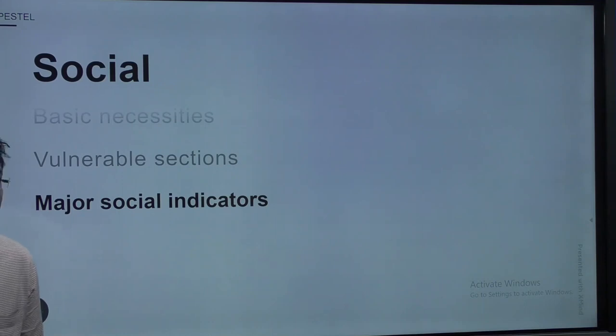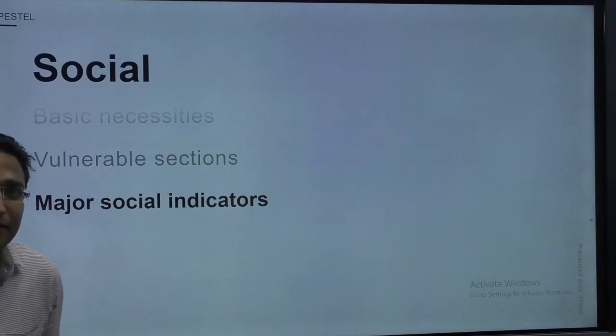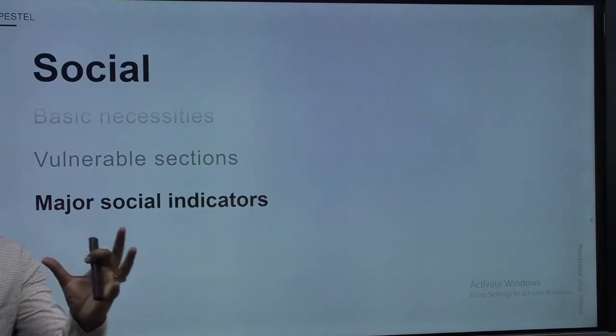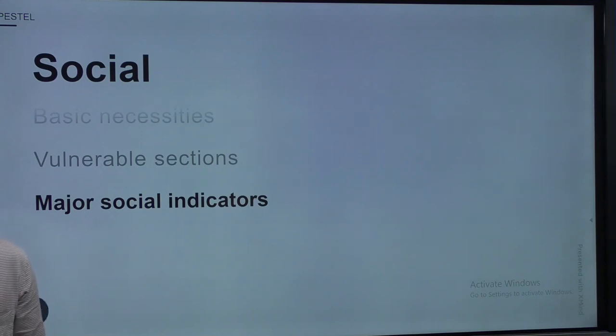Major social indicators. What are the major social indicators? Health indicators, you are very right: life expectancy, mortality rate, IMR, MMR. So all these are the social indicators. Population growth rate, women's participation in jobs. So you can see what is the impact upon all of these from COVID. I'm just discussing the concept of COVID to give you an example. What is the impact of COVID on IMR, MMR, life expectancy?